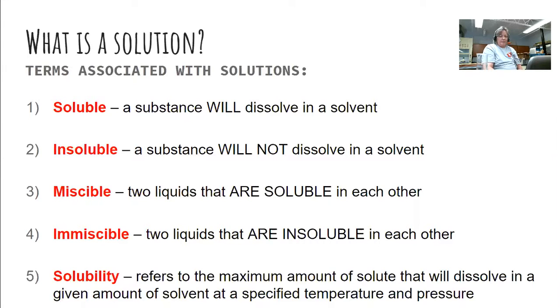So two liquids that do not mix in each other, do not dissolve in each other, are called immiscible. If they do, like isopropyl alcohol, which has water and isopropyl in it, then they're called miscible, meaning that they will dissolve in each other. You can look at rubbing alcohol and you can't tell where the water is and where the isopropyl is because they're miscible. If I want to know how much solute will dissolve, there's a term called solubility. It's how much will dissolve in a given amount of solvent at a certain temperature and pressure.